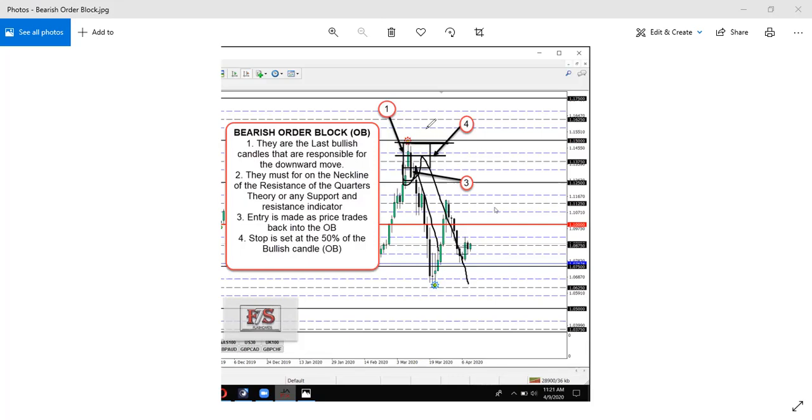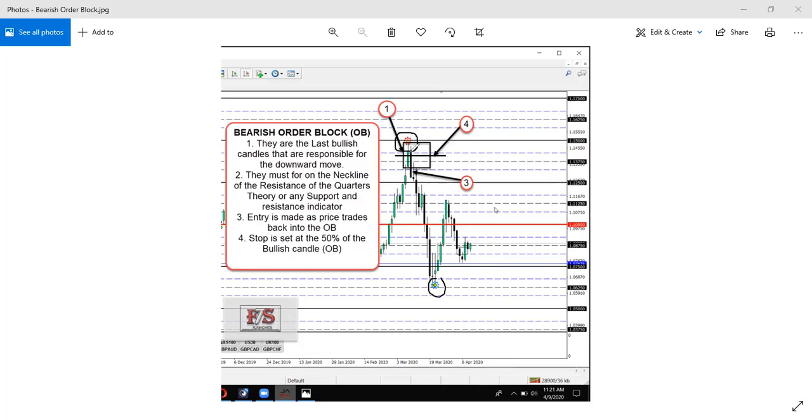Yes. So these are the 3 steps. You must take cognizance of these 3 steps so you don't miss any of them. I'm trying to explain what a bearish order block is. Like I said, a bearish order block is the last bullish candle, or that bullish candle from the peak formation high or peak formation low, that is responsible for a downward move.